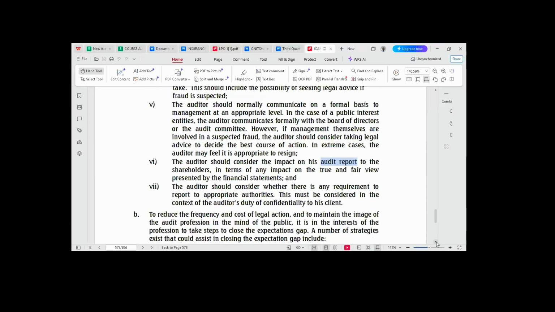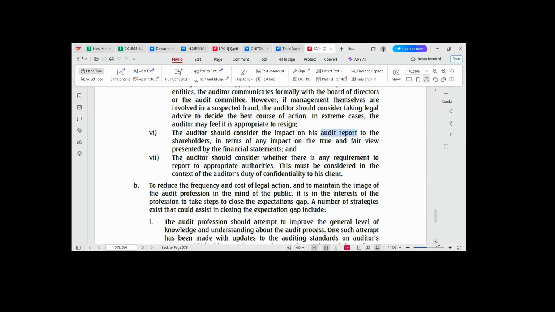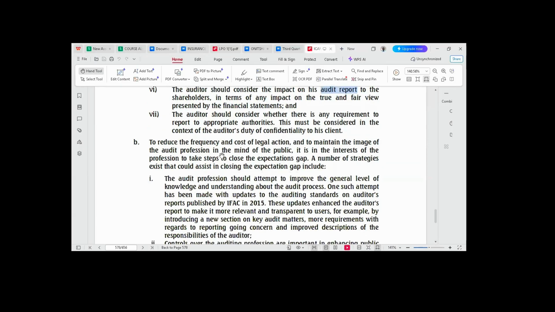Okay? You can see that most of these things we have looked at in previous chapters. This is not the audit report, but we are looking at the audit procedure when fraud is suspected. Fraud, we looked at fraud and error in chapter 4, so go back to your notes or your recording on chapter 4. All right, now the B part: to reduce the frequency and cost of legal action and to maintain the image of the audit profession in the mind of the public.